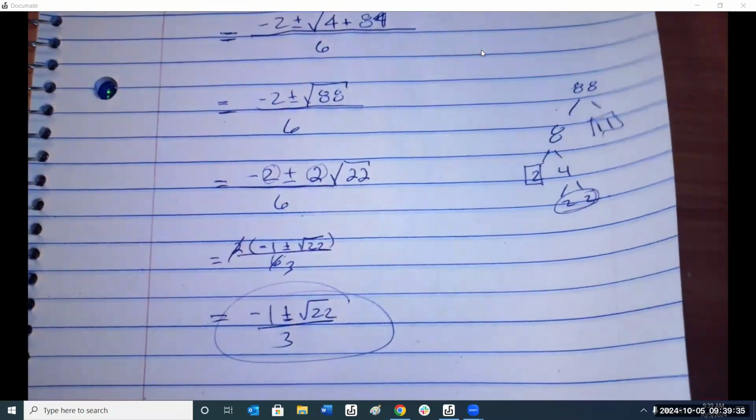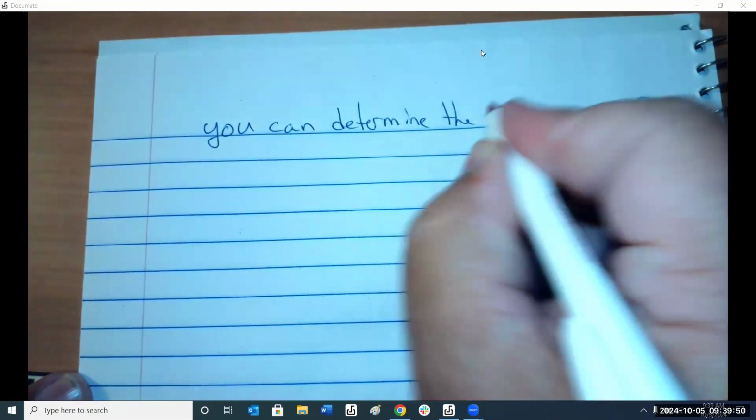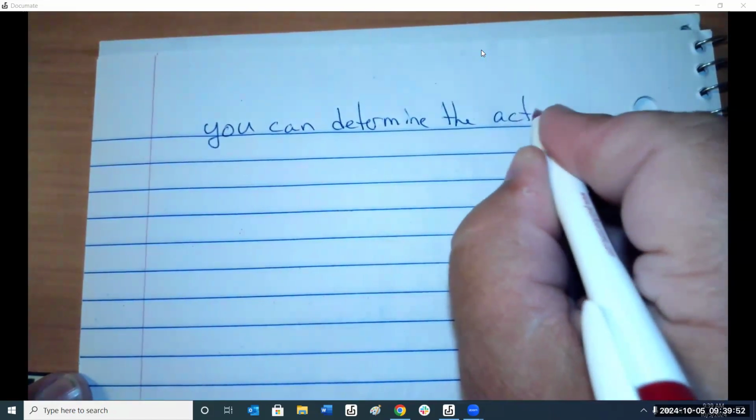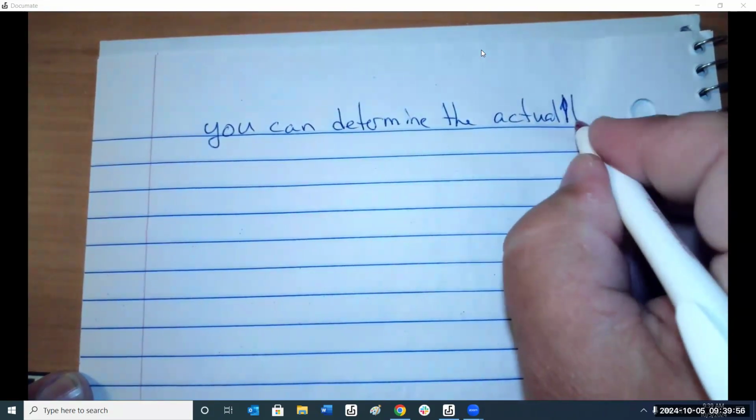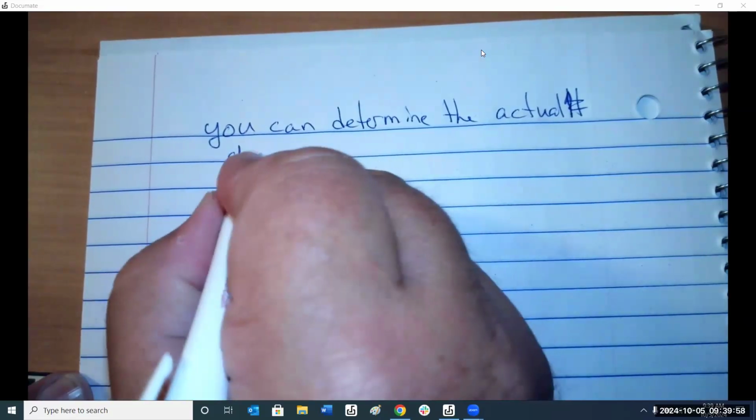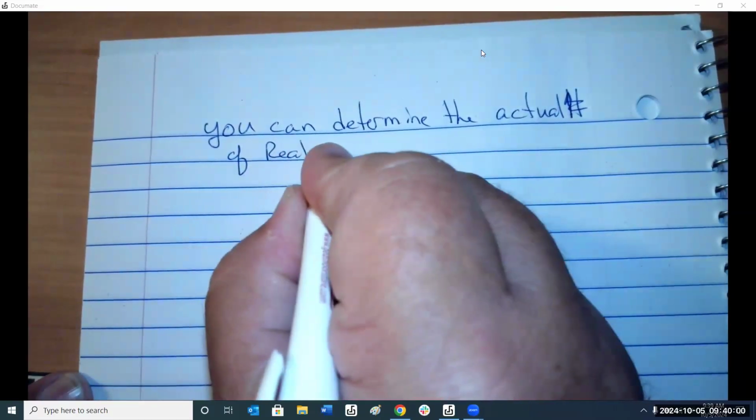So the beautiful thing about the quadratic formula is you can determine the actual number of real solutions.